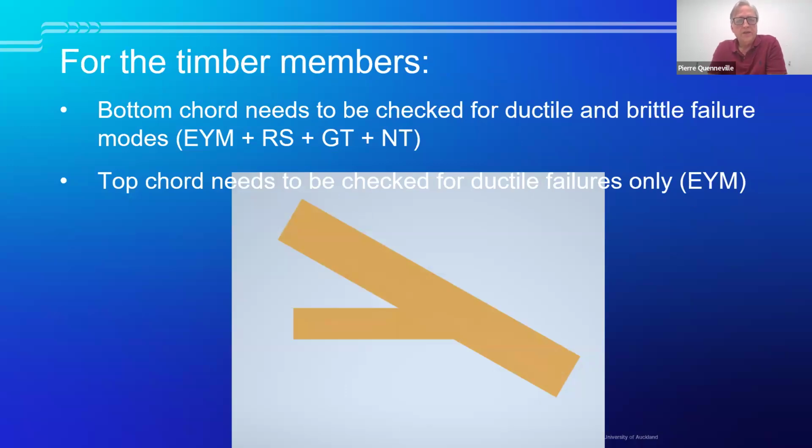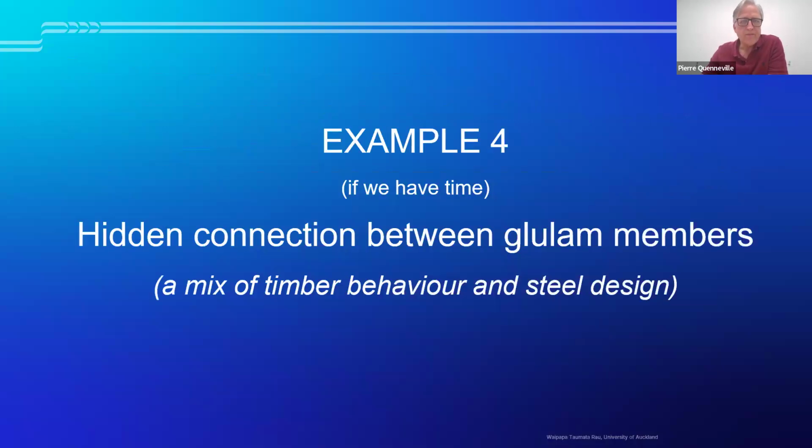that connection. The top cord would need to be checked for ductile failures only, so only the EYM. So there is compression in that member, and for that loading case, no brittle failures in the top cord. Example 4, I think we have time, and this one is a hidden connection between glulam members, and this one is a mixture of timber behavior, connection behavior, and steel design.